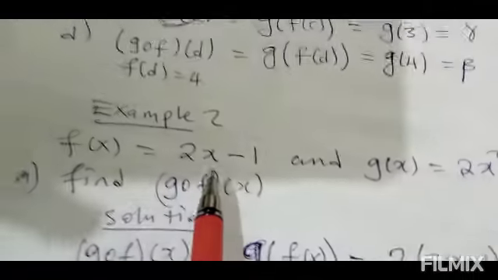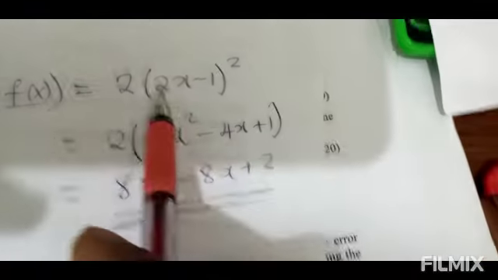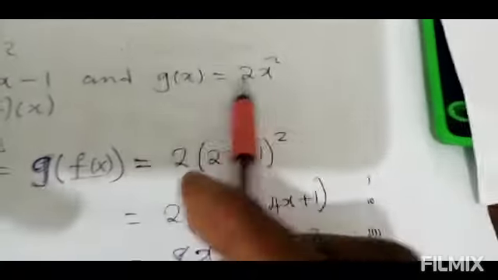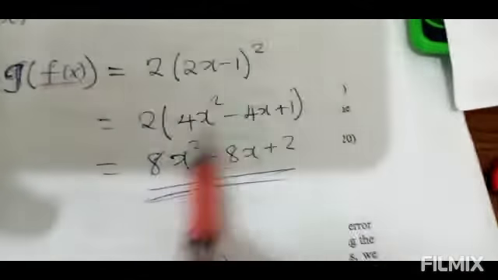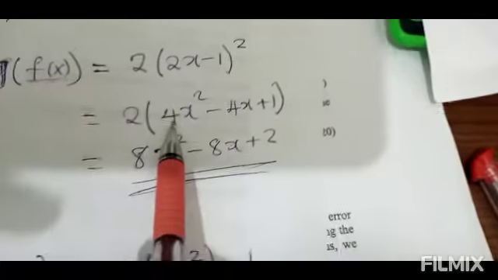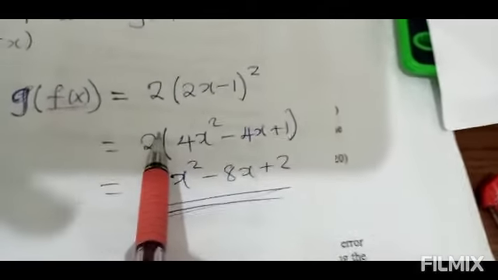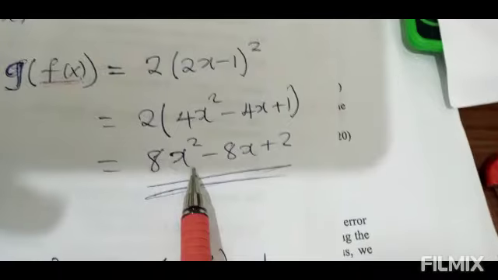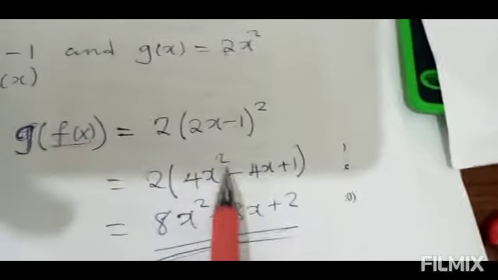What is f of x? f of x is 2x minus 1. So 2 multiplied by 2x minus 1, and then we expand. When we expand this one, we will get 4x squared minus 4x plus 1. Then we multiply by 2. This is 8x squared minus 8x plus 2. I'm sure you know how to expand.